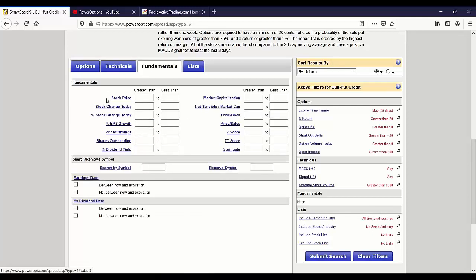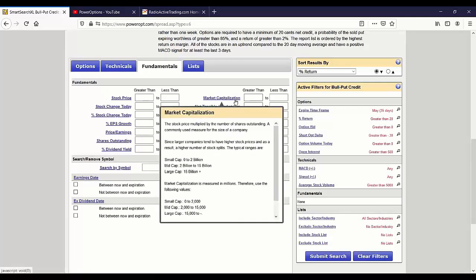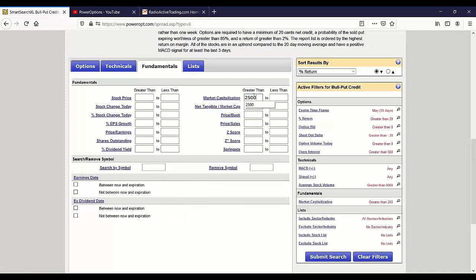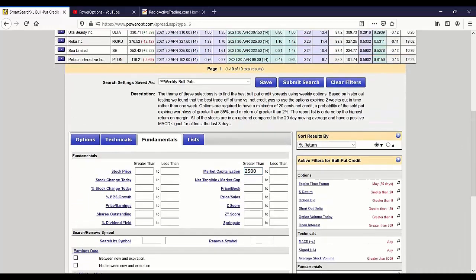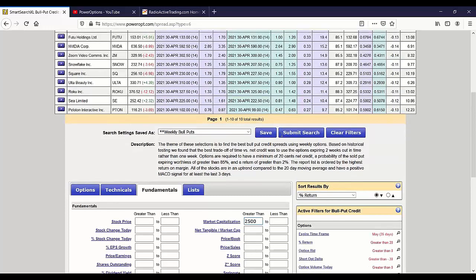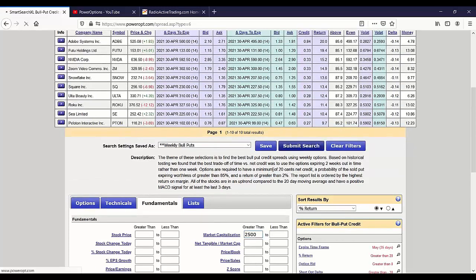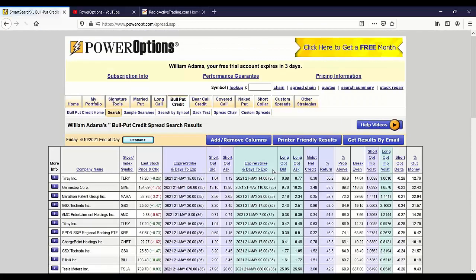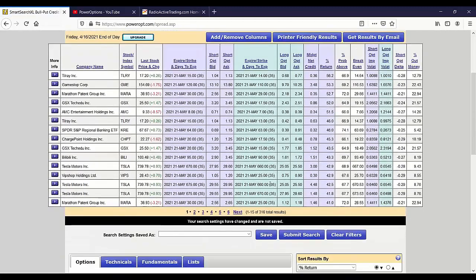And if I wanted to, I could go into fundamentals. Market cap is measured in millions, but it shows here that a mid cap is considered 2,000 to 15,000, large cap 15,000 or greater. Let's just go mid to large. We'll go greater than 2,500. Now we're going to scan the entire universe of optionable stocks for only those bull put credit spreads for May expiration that match those sort of 6 criteria that we just put in. And we narrowed it down to 316 results.